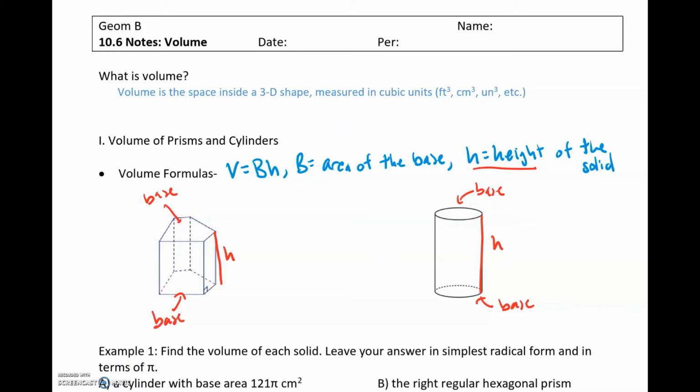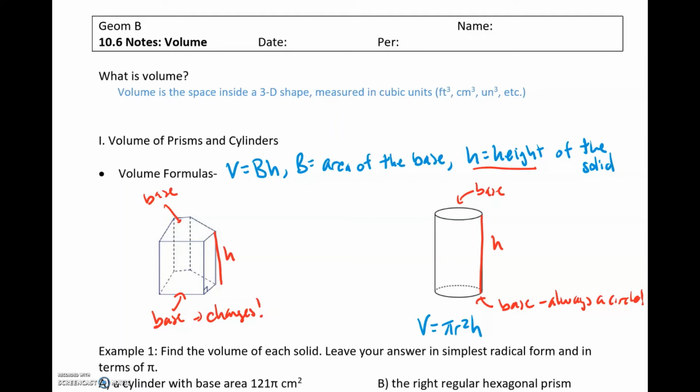And then with your prism, the base shape will change. The base could be a pentagon like this. A base could be a triangle. Your base could be a 100-sided shape. It depends on the prism. However, for the cylinder, the base is always a circle, which is why you will also see the volume formula for a cylinder written as pi r squared h.